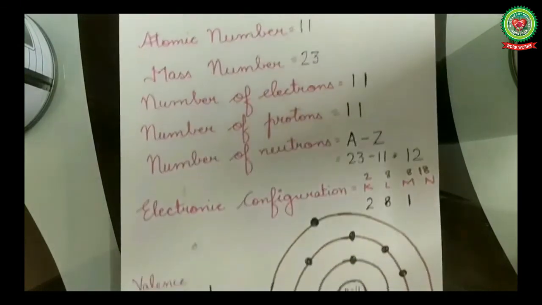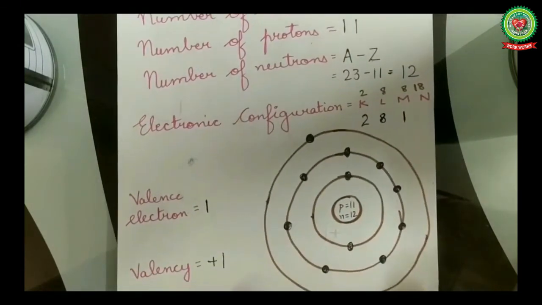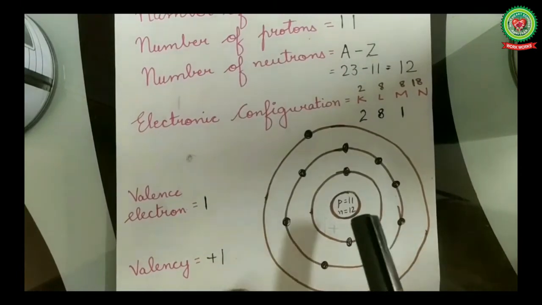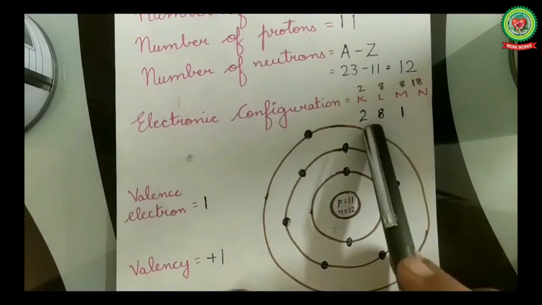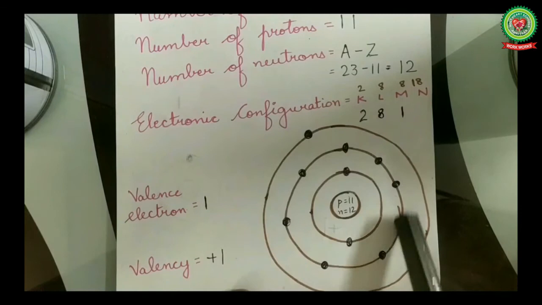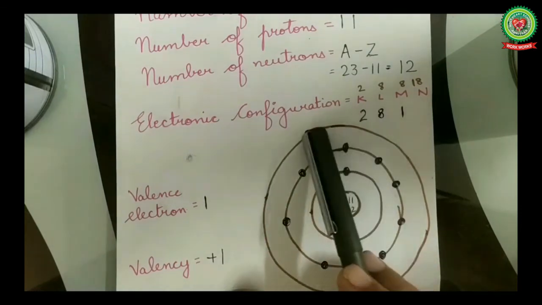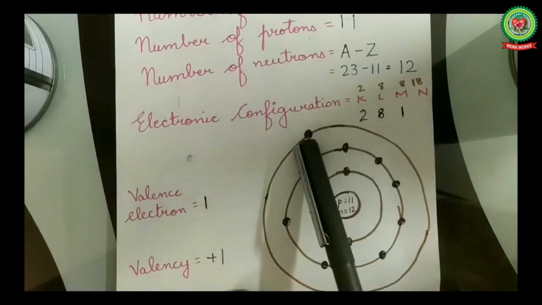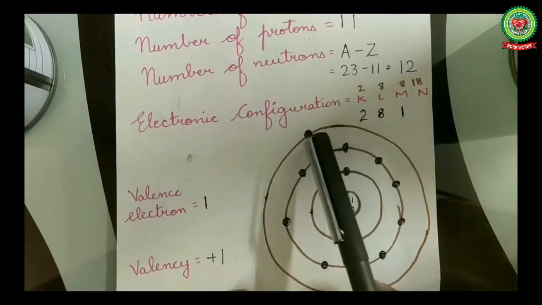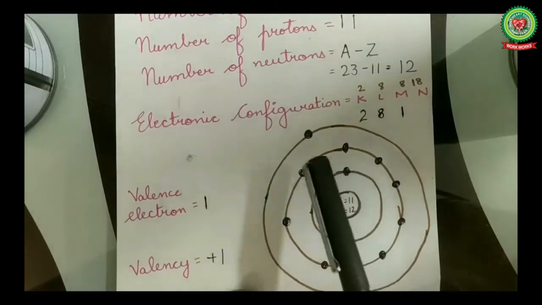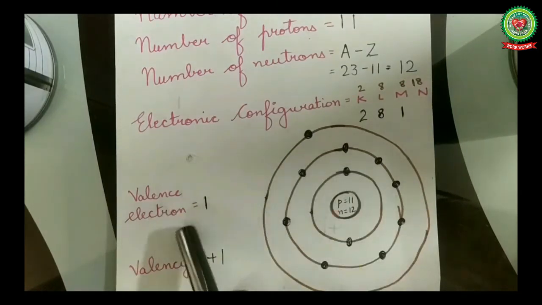Now see its orbital diagram. This is the orbital structure of sodium. Proton number 11, neutron number 12 in the nucleus of an atom. In K shell, 2 electrons. In L shell, 8 electrons, and in M shell, 1 electron. So the electron present in the outermost shell is 1, hence its valence electron is 1, and valency becomes +1.